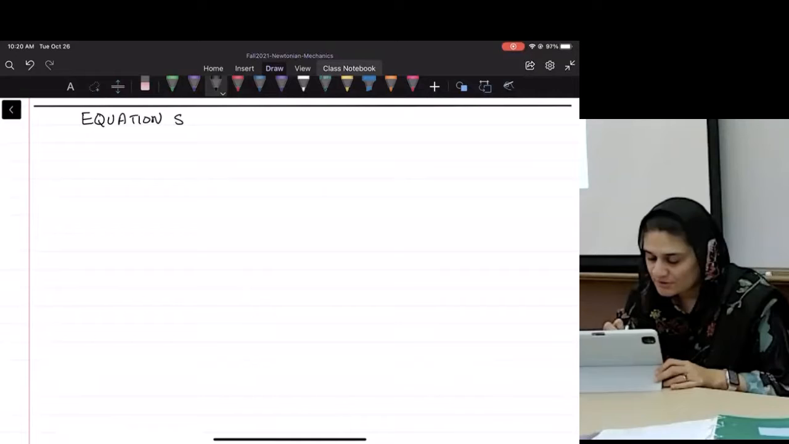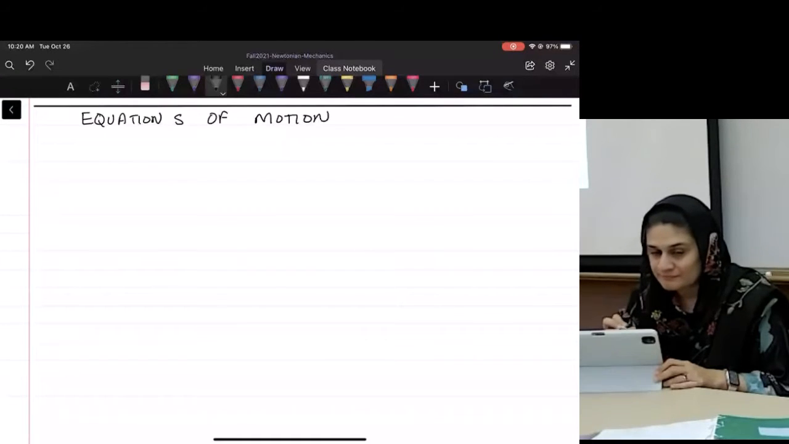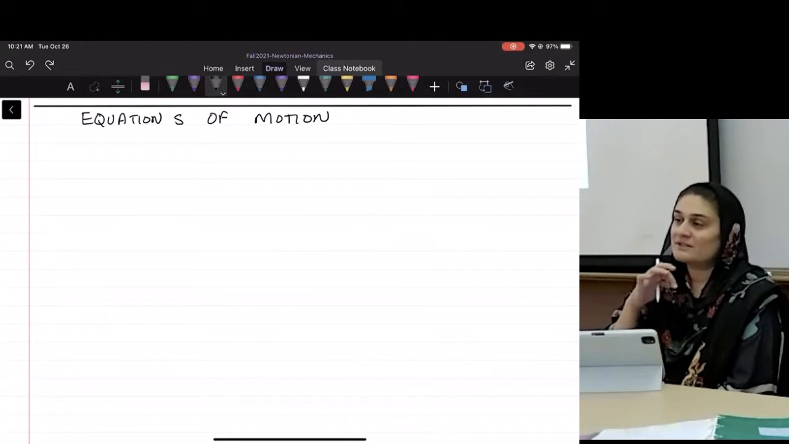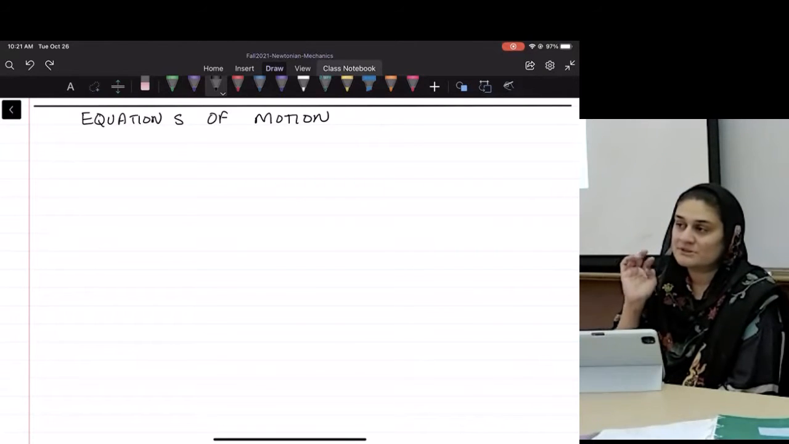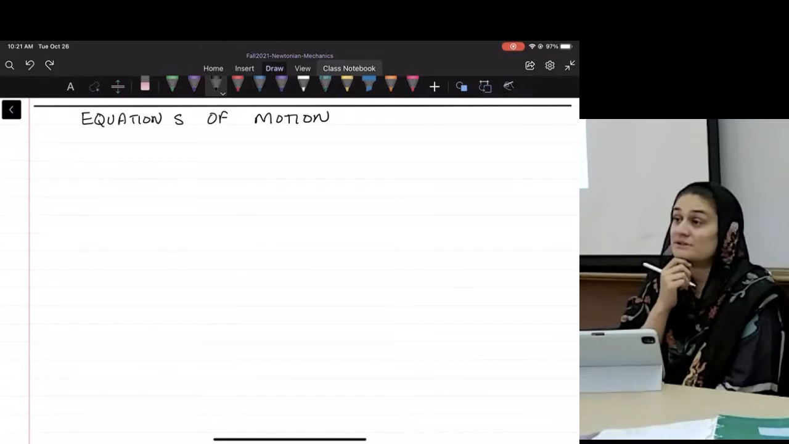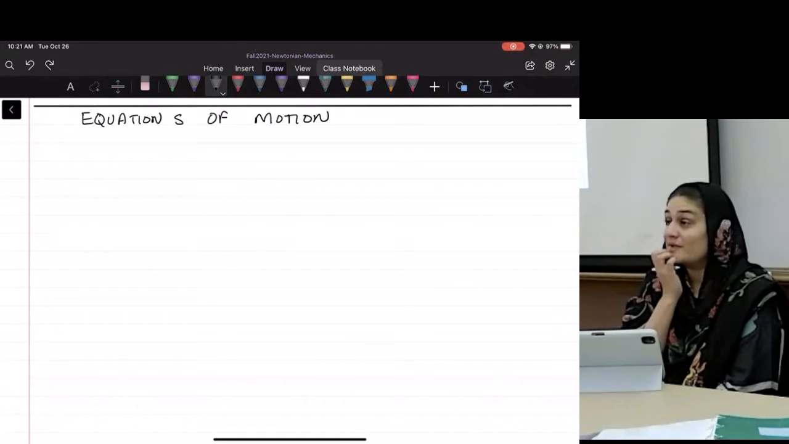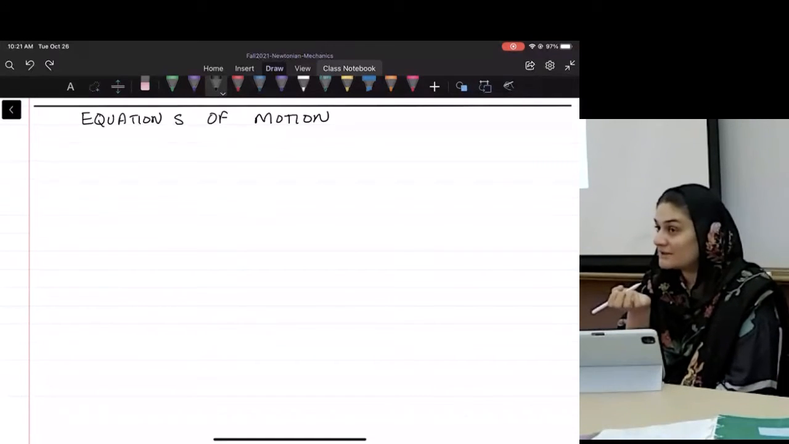Equations of motion. Anybody remember how we started deriving the other one? We started with our definition of acceleration. So in this case, we should start with our definition of angular acceleration.